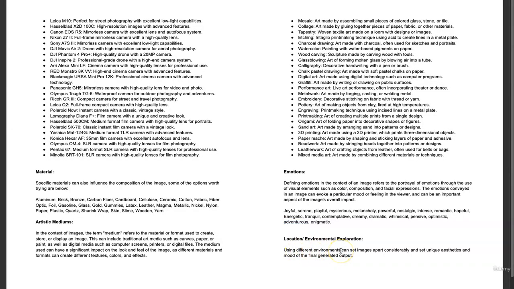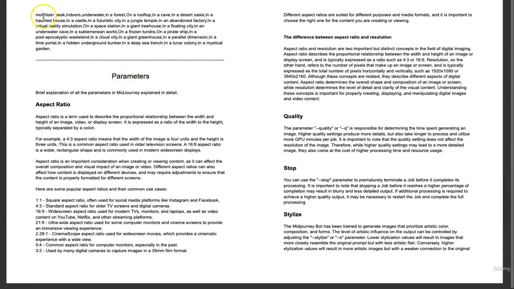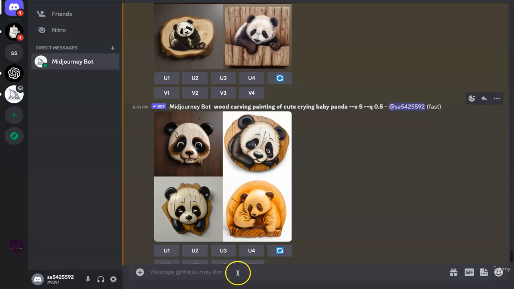Using different environments can set images apart considerably and set unique aesthetic moods of the final generated output. For example, mountain peak, indoors, underwater, in a forest, or a rooftop. So these are just a few examples that you can use to create more context of where the image was taken, so that there are more customizing options available to you when creating the image. So let's try a few of these and see how that works.